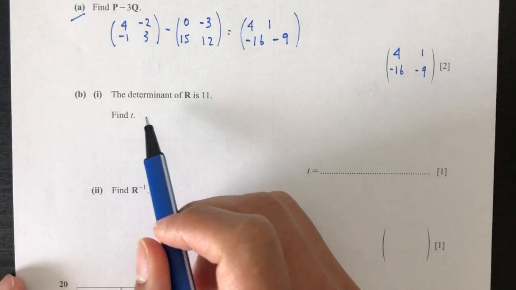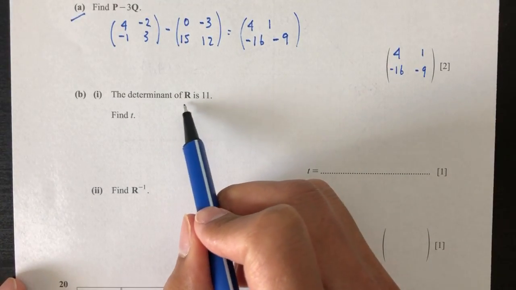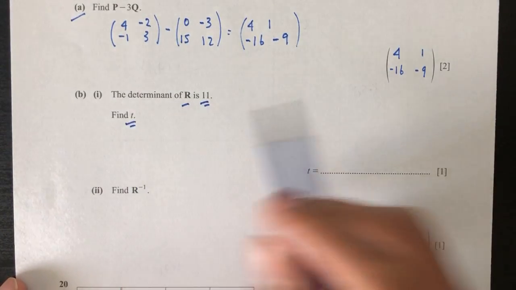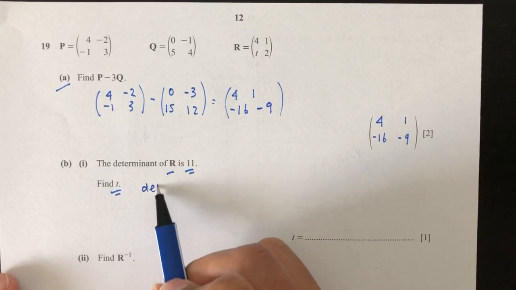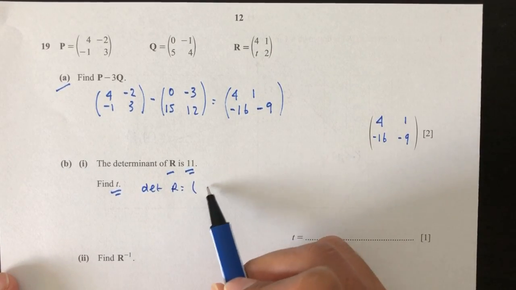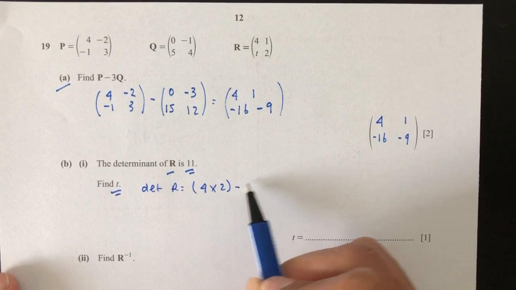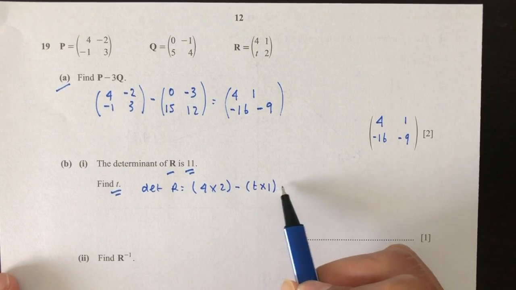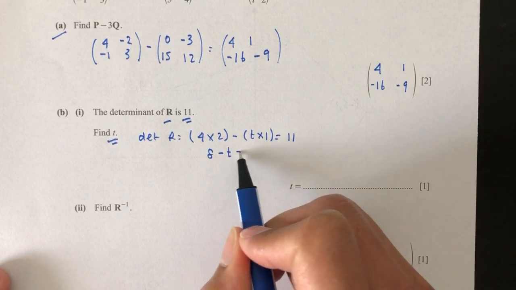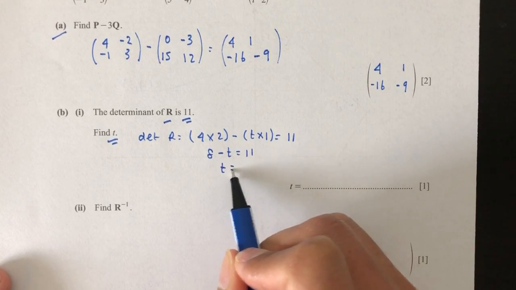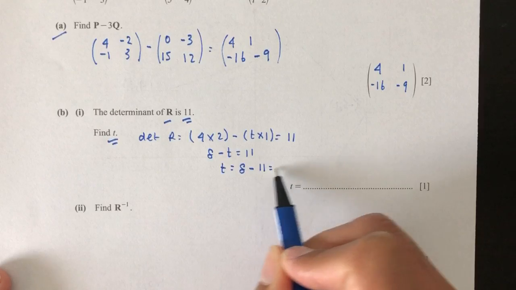Now part B. Now we know that the determinant of R is equal to 11. Find the value of T. R is given by this. How do you find the determinant of R? We have to cross multiply. So 4 times 2 minus T times 1 is equal to 11. So solve. This will be 8 minus T equal to 11. T will be 8 minus 11, which is minus 3.